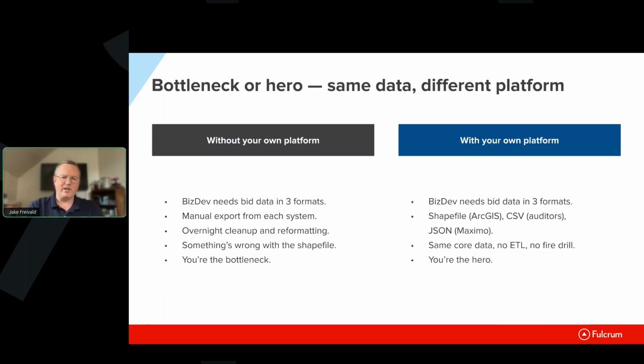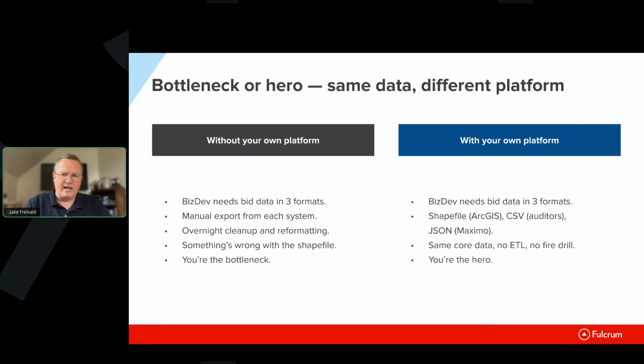You might have to pull that information, clean it up. There could be something wrong with some of the data that you've got, or something that wasn't synced quite right. And before too long, you're the bottleneck. They're waiting on you to be able to deliver a proposal to answer a bid.